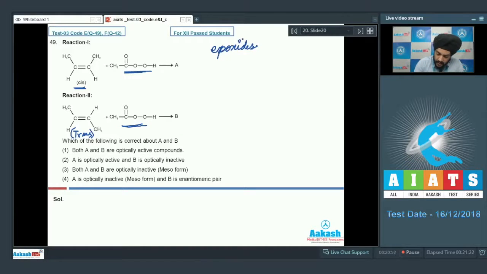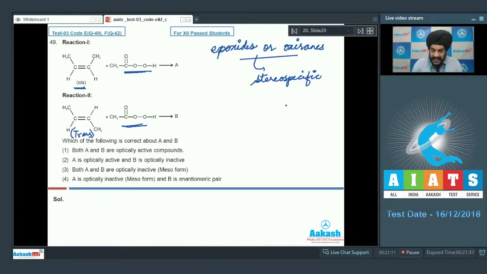Now students, this reaction is a stereospecific reaction, which means that only one single stereoisomer is specifically formed in the reaction. So if we have a cis alkene, the cis alkene will give us a cis structure and the trans alkene will give us a trans structure.